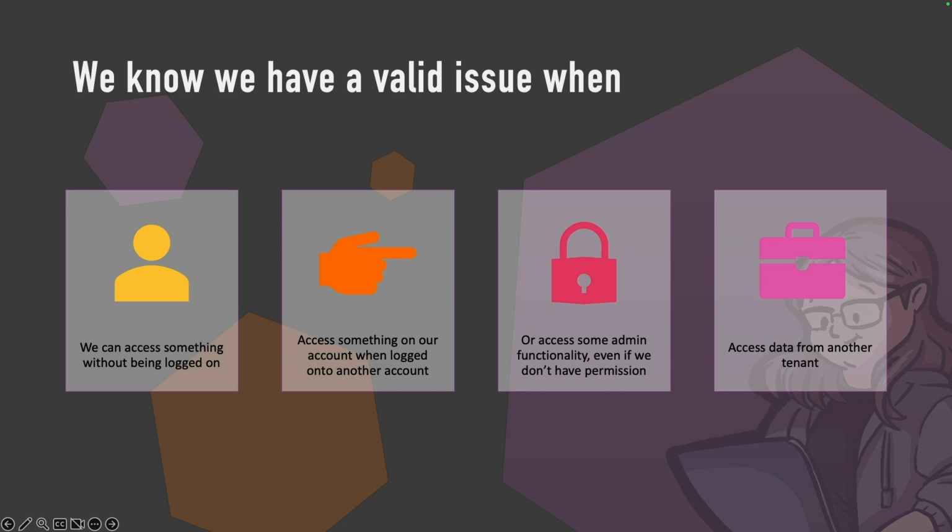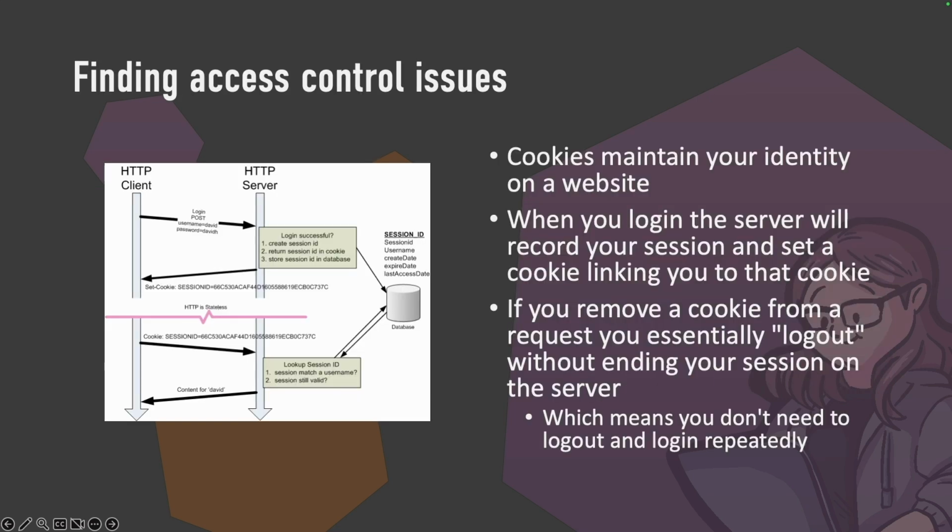And this is why these issues are technically very simple. You change IDs, you log out, you see if things still work. But they have a lot of complexity overall because they require a human brain in there to say, hang on a second, this isn't right. So to find access control issues, my number one recommendation is messing with the cookies. Cookies maintain your identity on a website. When you log in, the server will record your session and link that session to a cookie. So you send its cookie and it goes, aha, this person is logged in.